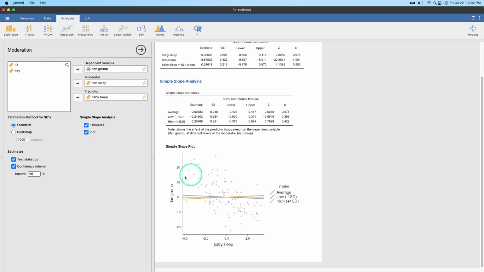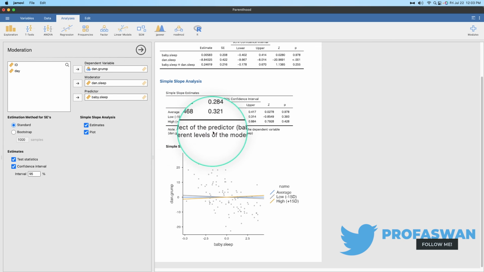This is how a moderator would look. What you would want to see is one of these lines, the gray or the yellow line, being askew, okay? Then you can see that there was a moderation, okay? But in this case, there are no significant simple slopes. None of these are significant. None of these are telling us that Dan's sleep moderated baby sleep to grumpiness.